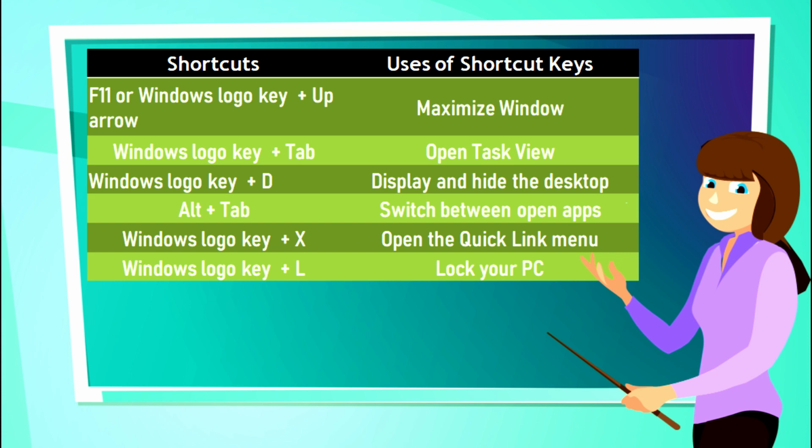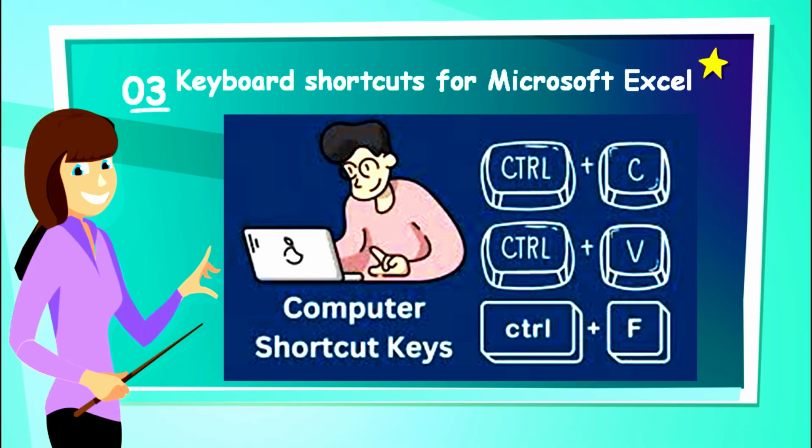Alt plus Tab, switch between open apps. Windows logo key plus X, open the quick link menu. Windows logo key plus L, lock your PC. Number 3. Keyboard shortcuts for Microsoft Excel.